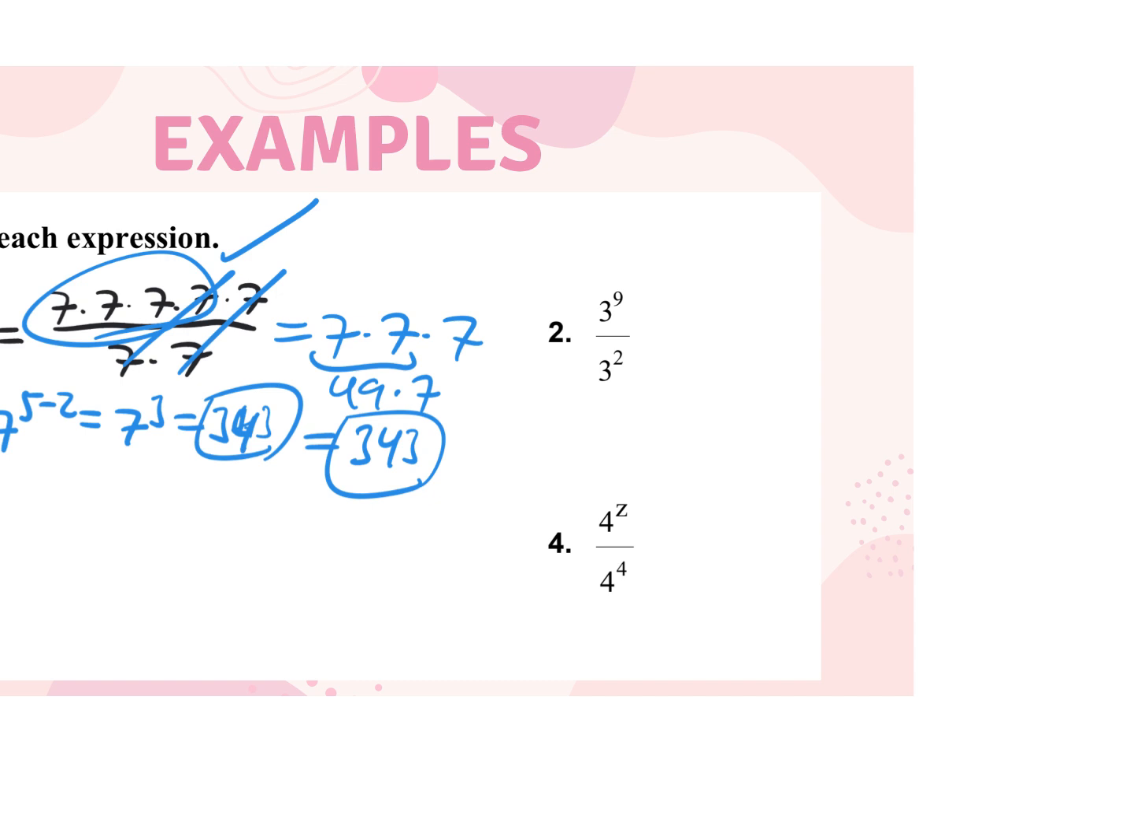3 to the 9th over 3 to the 2nd, right? The 3's are the same, so if the bases are the same, you're going to keep that as your base and then subtract your exponents, right? So we get 9 minus 2, which is 7, so we get 3 to the 7th.